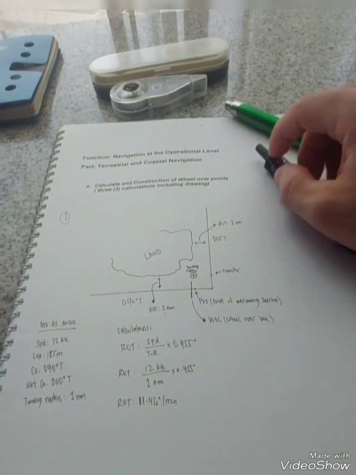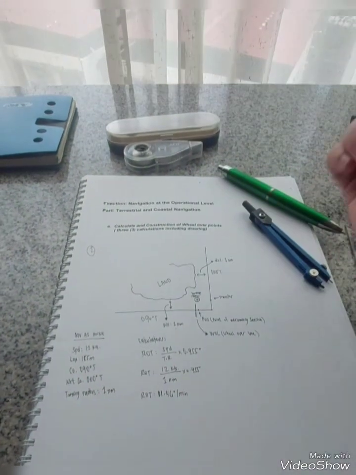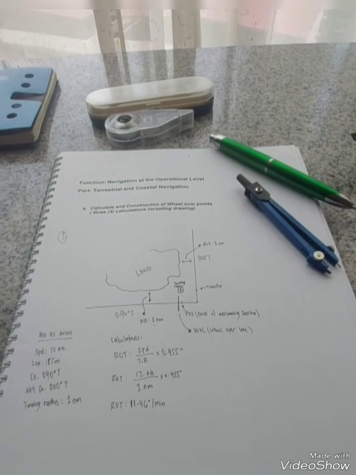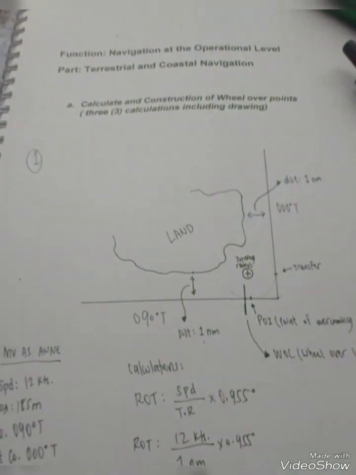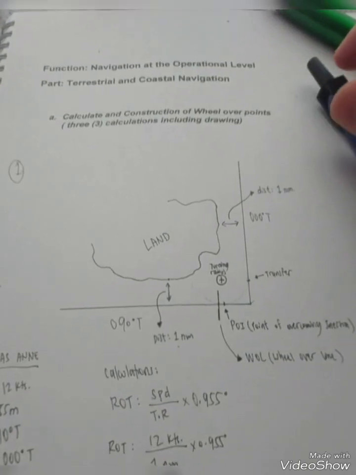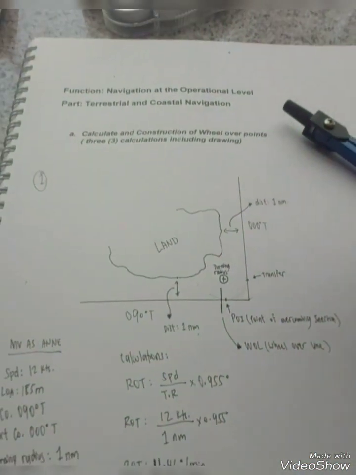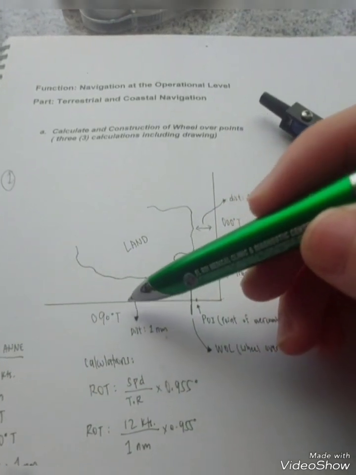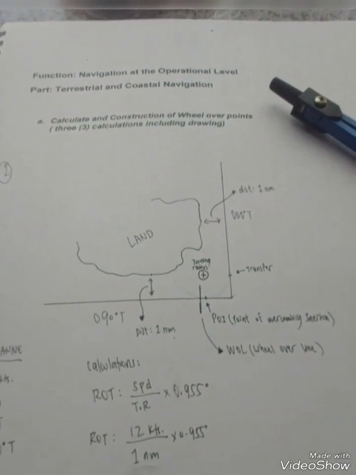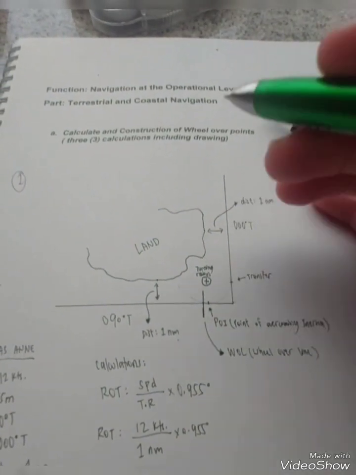So what is the wheel over points? Wheel over points is the moment you turn your helm to proceed to your next course. So in this example that I've made, my present course is 090 degrees true. So that is my course. My vessel is heading to 090, and then I will alter my course to 000 degrees or due north.